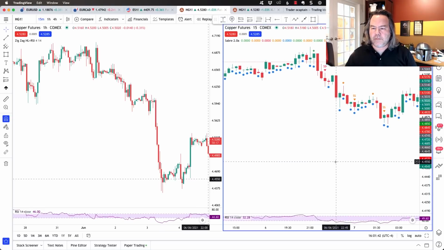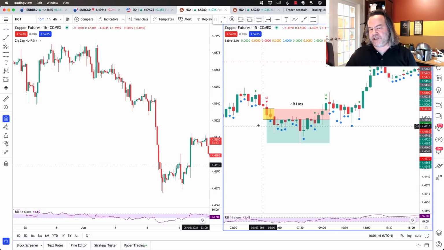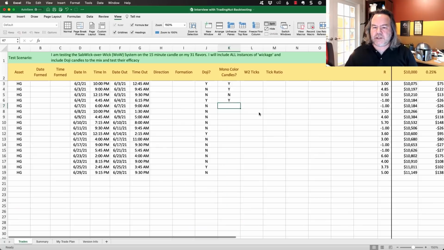And we go along. We find ourselves another wick over wick situation. And you notice that these are not exactly the same size, but they're similar. So that might be something where you can say tick ratio, where you can look at wick number 2. I actually had this over here.